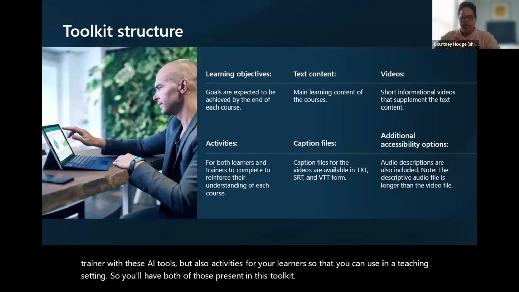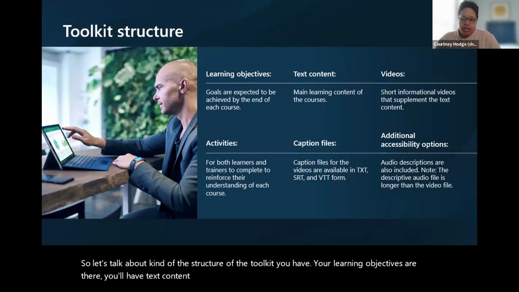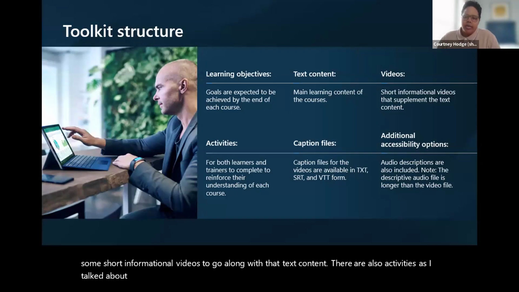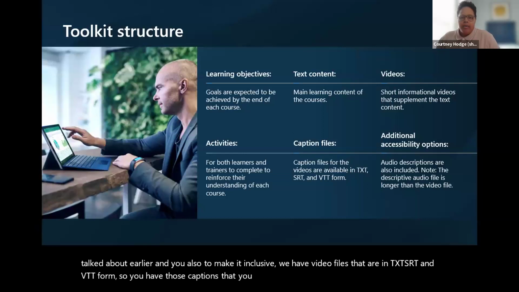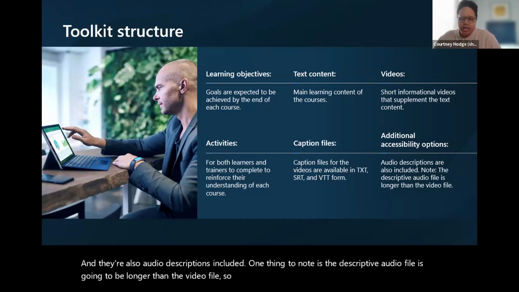So let's talk about the structure of the toolkit. Your learning objectives are there. You'll have text content, but also video content. So you'll have the opportunity to watch some short informational videos to go along with that text content. There are also activities, as I talked about earlier. And to make it inclusive, we have video files that are in TXT, SRT, and VTT forms. So you have those captions that you need. And there are also audio descriptions included. One thing to note is the descriptive audio file is going to be longer than the video file. So when you're downloading it, that's something to note.